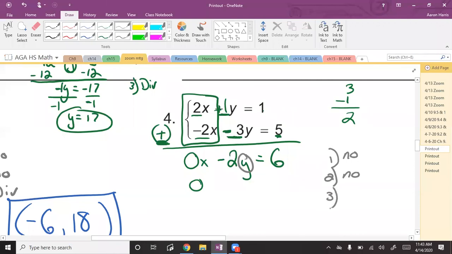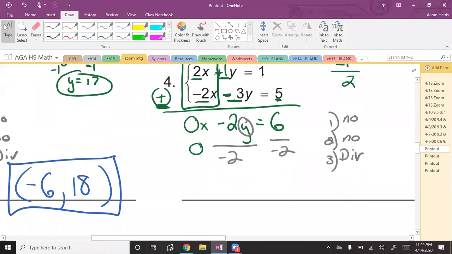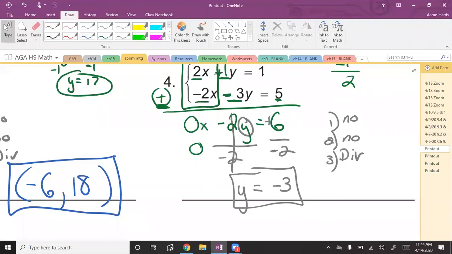Step 3 says remove multiplication, division. What am I going to do? Divide. And divide by what? -2. What I do to one side, I must do to the other. So -2 and -2 is just 1. So I get y equals 6 divided by -2, which is -3. Why is it negative though? Because a positive and a negative is a negative. So I got y equals -3.